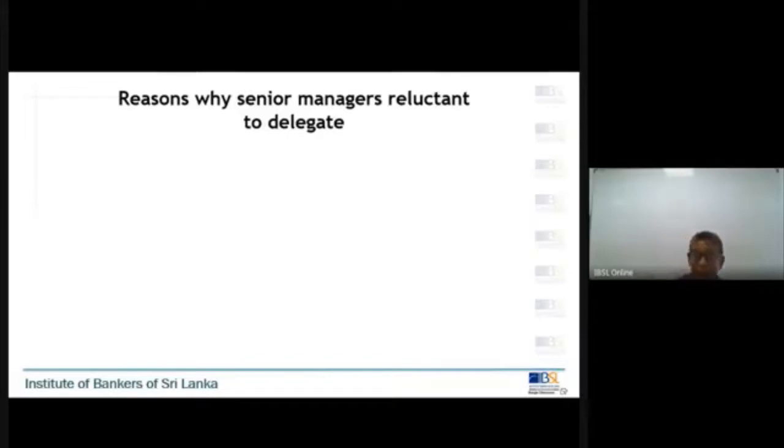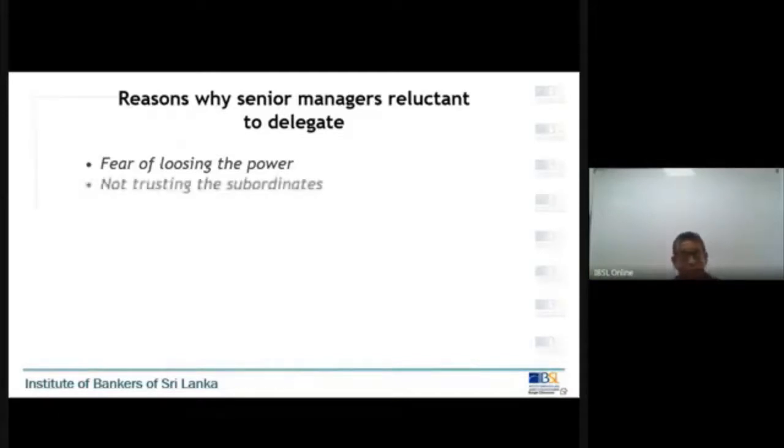Right? So that is why a lot of managers are a little reluctant to delegate some of the work to their subordinates: fear of losing power. He thinks his subordinate is doing the job better than him. So therefore, he is not going to delegate the work. Sometimes fear of losing the power. Some of the reasons, right? I'm just telling you. Second one, not trusting the subordinates.